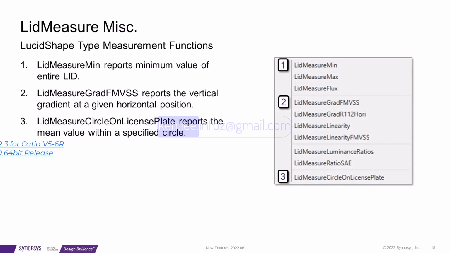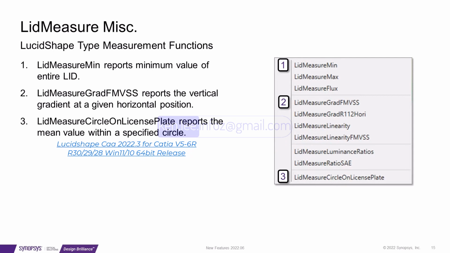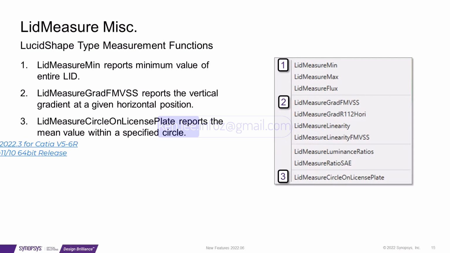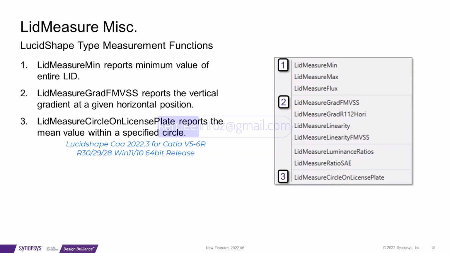In the lit measure miscellaneous section, you can find measurement functions which did not fit into the other categories. For example, lit measure min reports the minimum value of the entire lid, whereas lit measure grad FMVSS reports the vertical gradient at a given horizontal position, and lit measure circle on license plate reports the mean value within a specified circle.